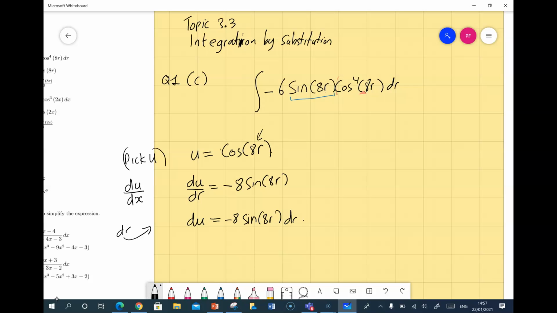So what I might do is I might bring my 8 back over. And what I'm going to do is I'm going to bring the minus over as well. I absolutely don't have to do that because my minuses would end up cancelling. But I'll just do it just for the sake of it. You can do it either way. So du over minus 8 is sine 8r dr, which I can now see is what I have in my equation here. Sine 8r and dr, and that can be replaced by du over minus 8.